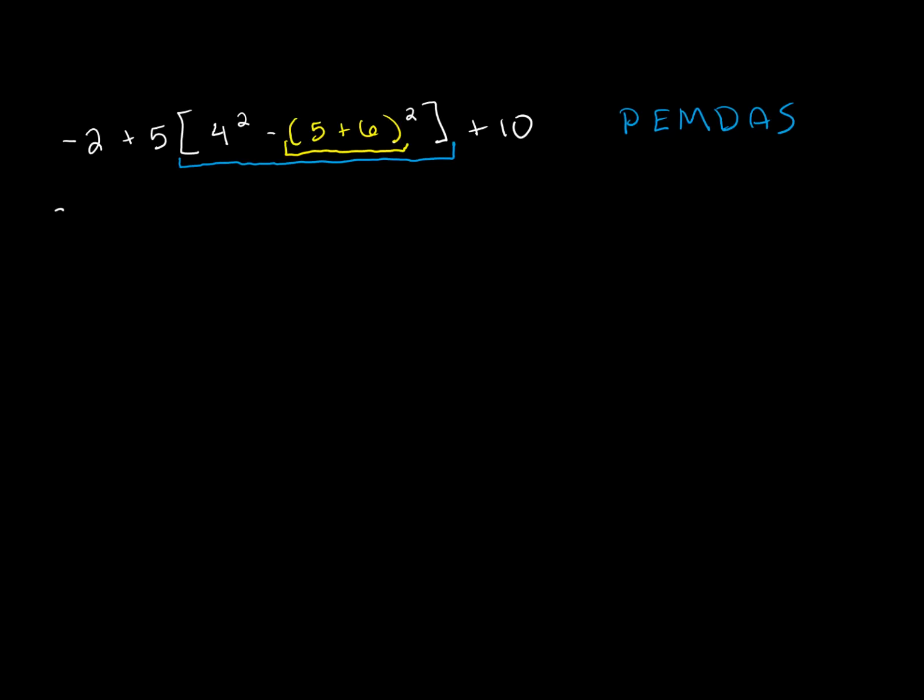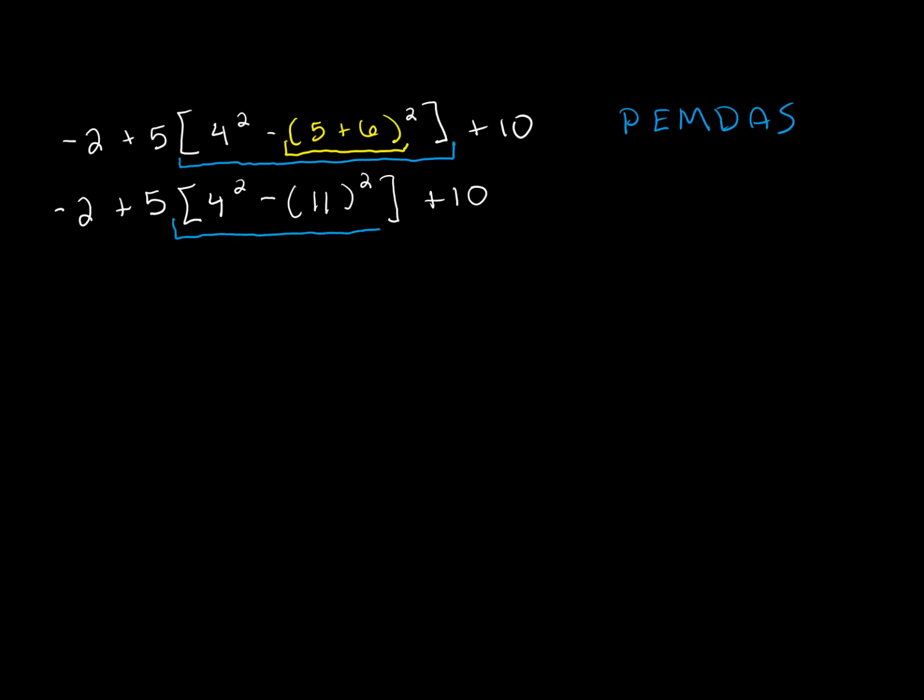Everything else just gets rewritten, and you always rewrite it. Don't skip, don't get messy here. Make sure you copy everything down. So 5 plus 6 is 11. So this gives us 11 squared. So we have -2 plus 5, and then in brackets 4 squared minus 11 squared. And then we have plus 10.